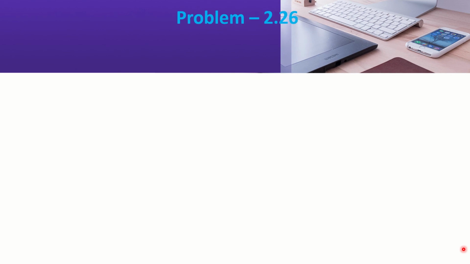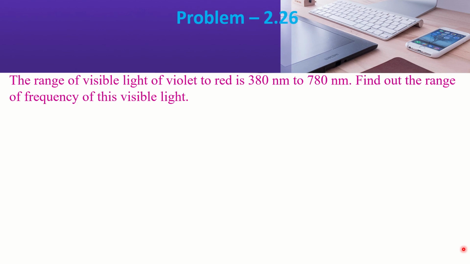Now problem 2.26. The range of visible light of violet to red is 380 nanometer to 780 nanometer. Find out the range of frequency of this visible light. Here the range of wavelength is given. Here you have to find out the range of frequency.